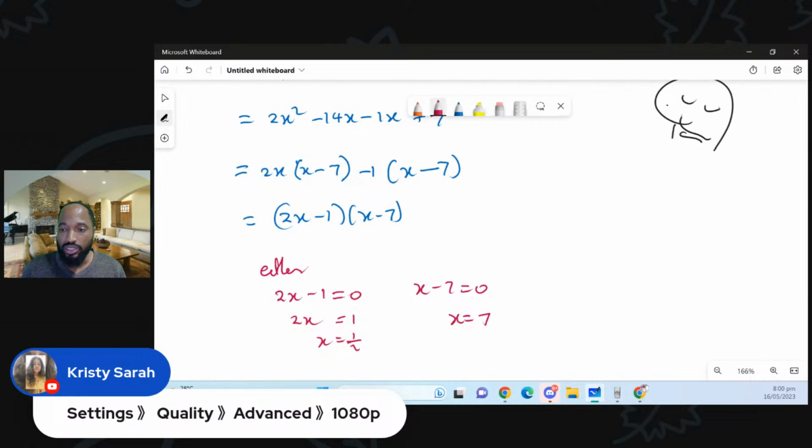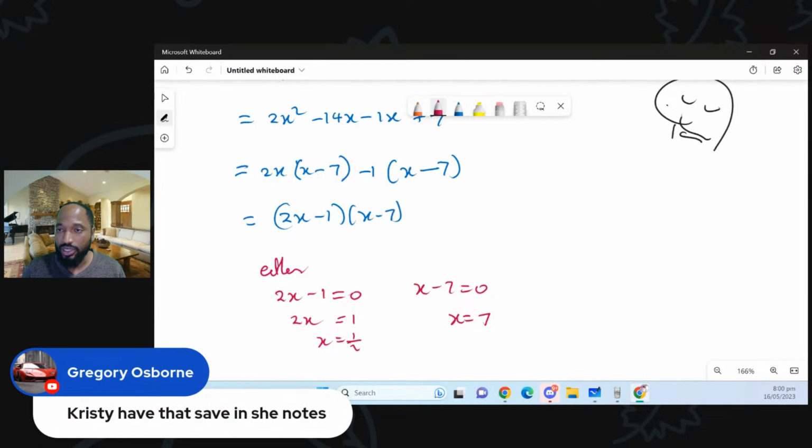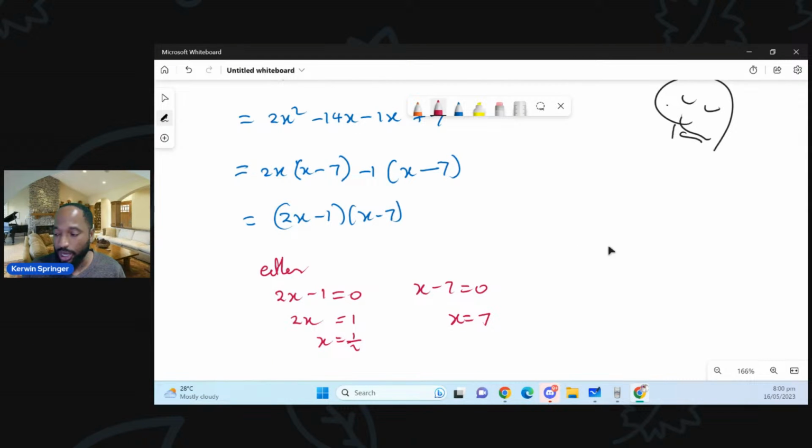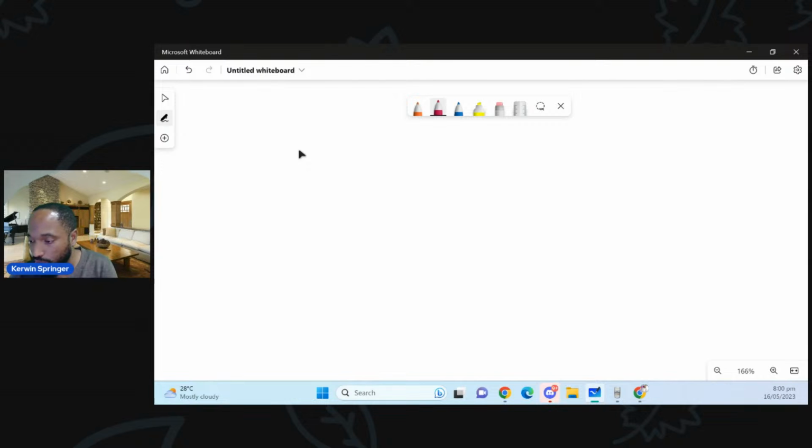Somebody says circle theorem again. We did circle theorem already. I'm going to do one more before I do completing the square. Let me make up a next circle theorem question. Quick.